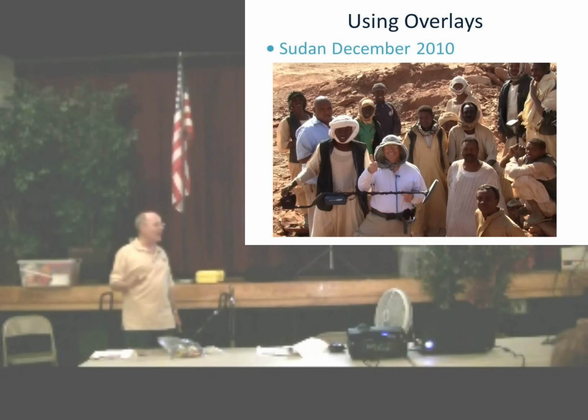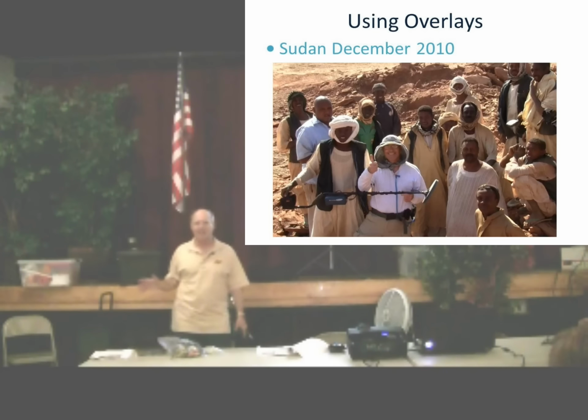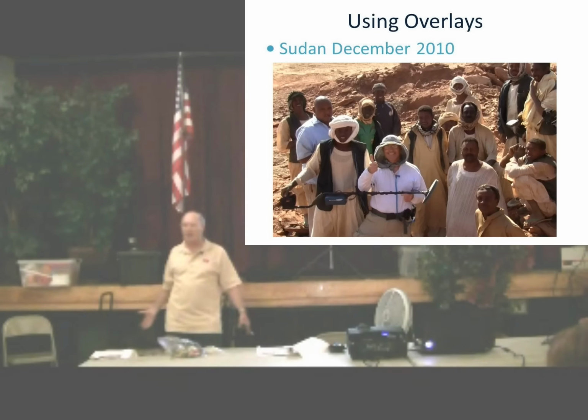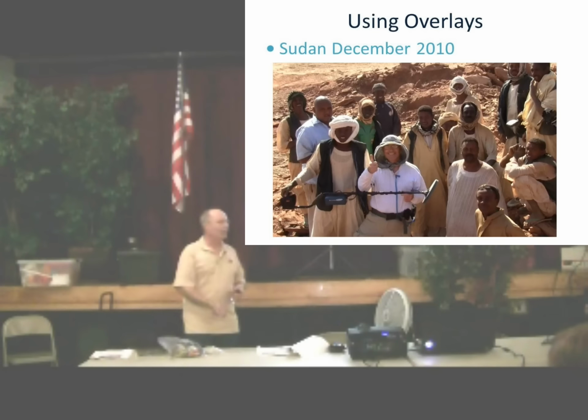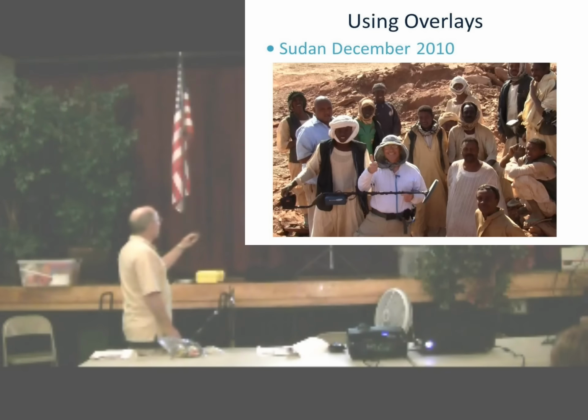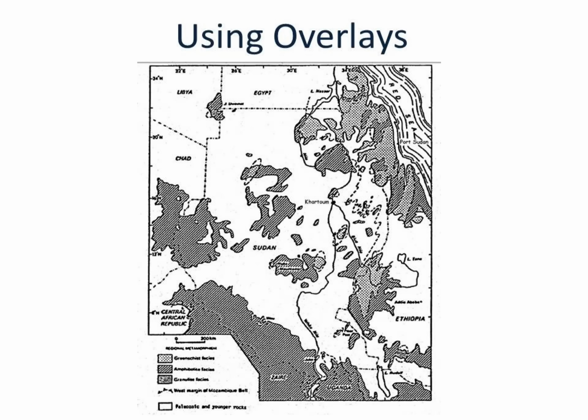Their problem is they don't know how to prospect. They found gold by accident in these places. And the word got out, and everybody else came too. Well, here's what you do to use overlays. All right, this is, even in Sudan, they have this Geological Services map. Okay, just like you saw in Arizona.